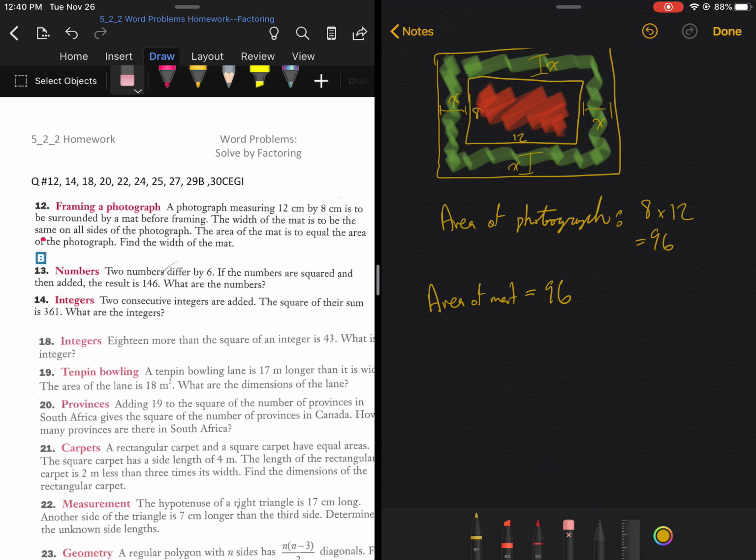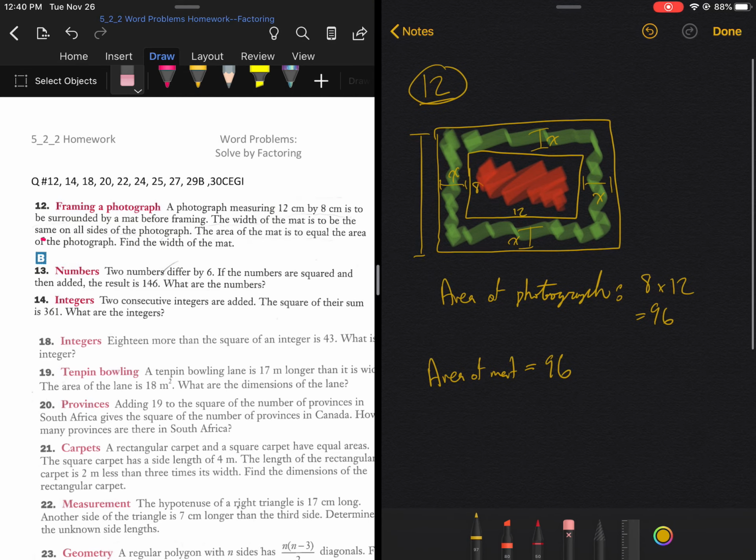So what's the area of the mat? Let's try that out. Well, this distance right here is 2x plus 8. And this distance over here, from here to here is x, and from here to here is x, and from here to here is 12. So it's 2x plus 12.